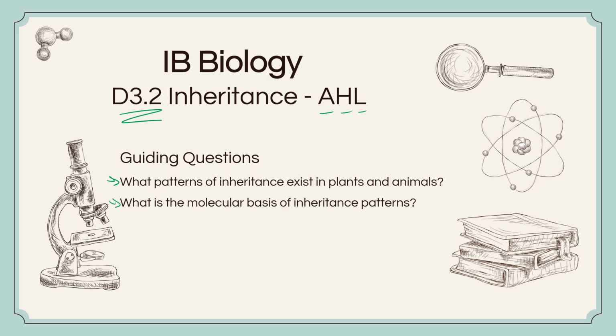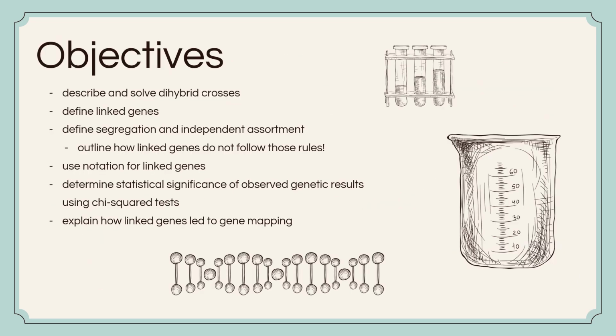of inheritance patterns? Our objectives for today: we're going to look at dihybrid crosses. In the previous video, we just did monohybrid crosses. We're also going to look at linked genes. We're going to define segregation and independent assortment and talk about how linked genes don't follow those rules. We're going to use some special notation for linked genes. And then we're going to do some super fun statistics and look at how we can analyze the results of crosses using chi-squared. And then we're going to wrap up with a little look at gene mapping.